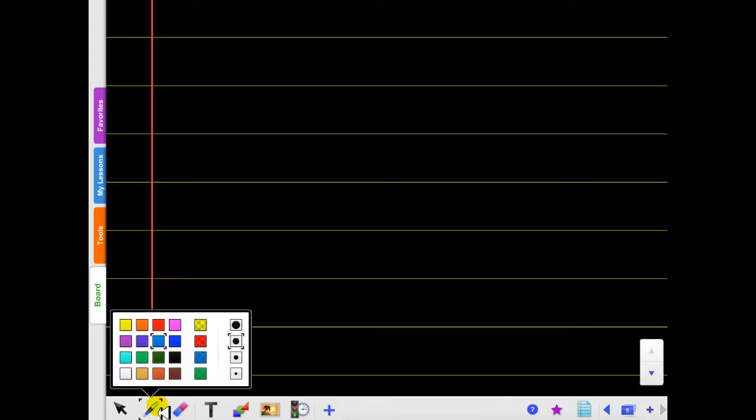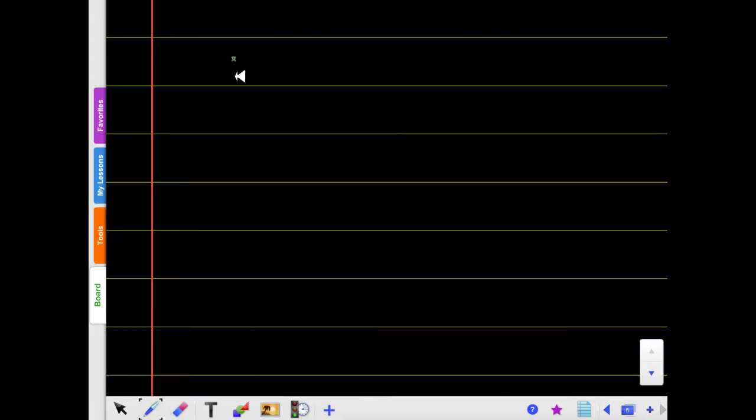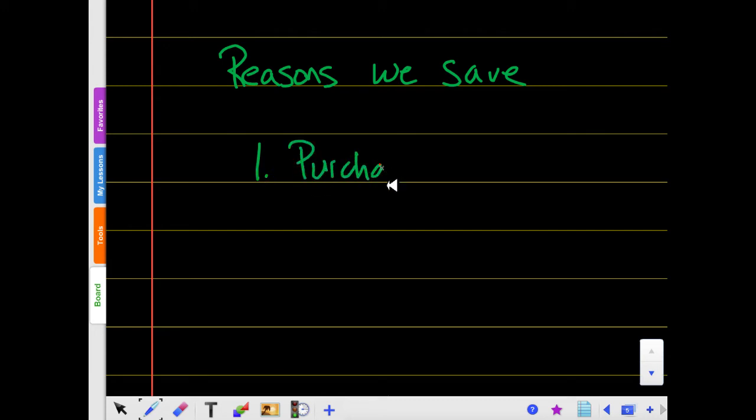Next up, you'll see this not only on this test, but you'll also see this on the test that you take for the state. Reasons we save. And there's really 3 reasons we save. One of the first big ones is purchases. We want people to, or we want us to be able to buy things. We talked about iPad, we talked about clothes, we talked about all kinds of different things. That's one reason we save.